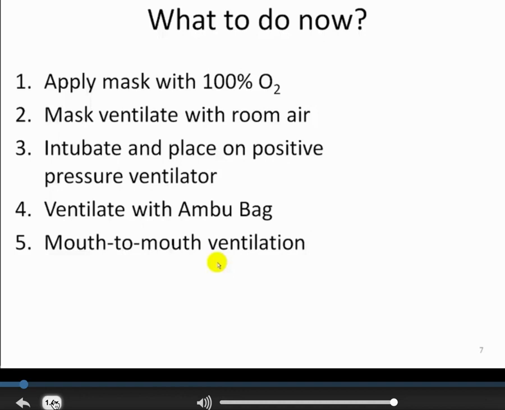Option 1 would not. So why not give someone 100% O2? Well, if they're apneic and they're not breathing, putting a mask on them with 100% O2 is not going to do anything. Unfortunately, they can't breathe it in. You need to do the work of breathing for them. They're simply not ventilating, and supplemental oxygen only works when the patient is breathing. And in this case, the work of breathing has to be done for them.